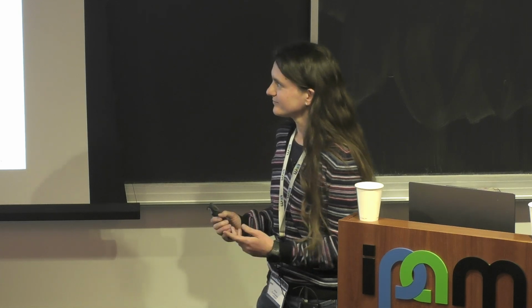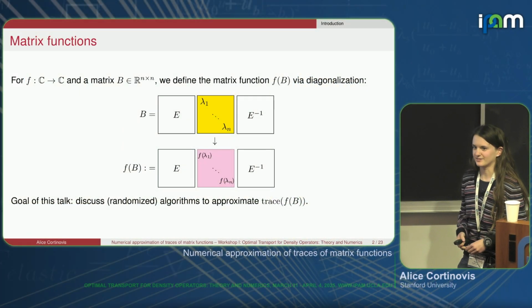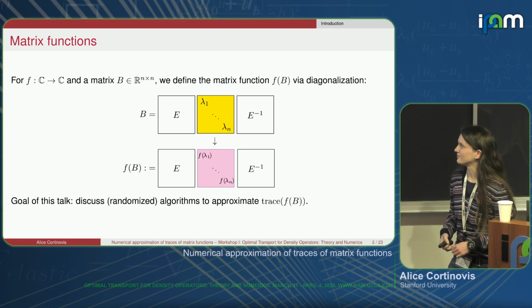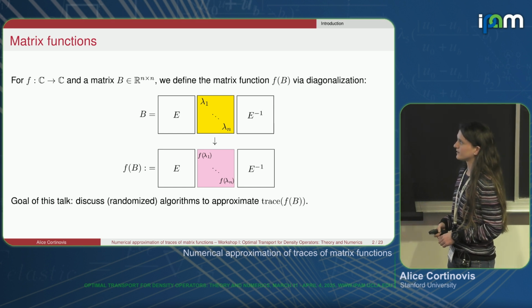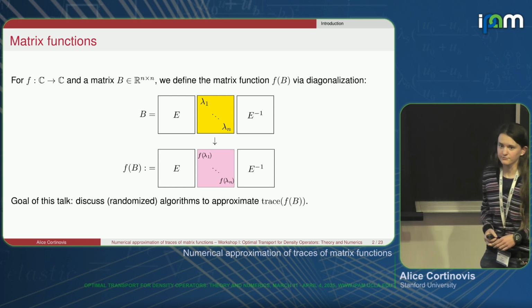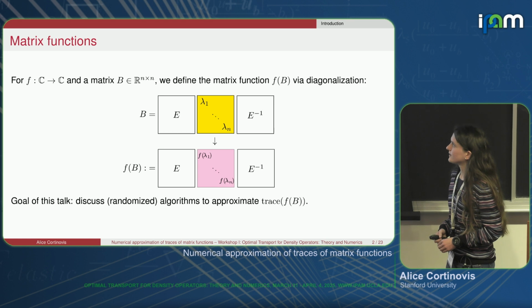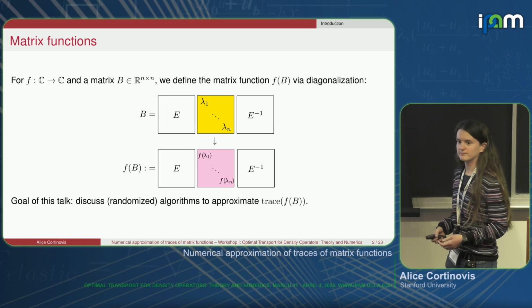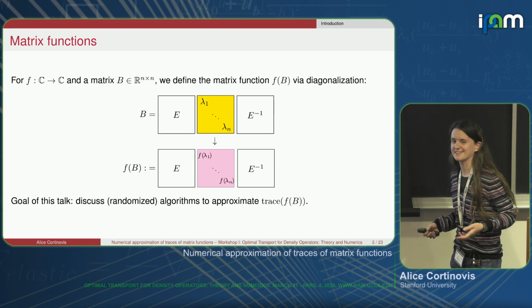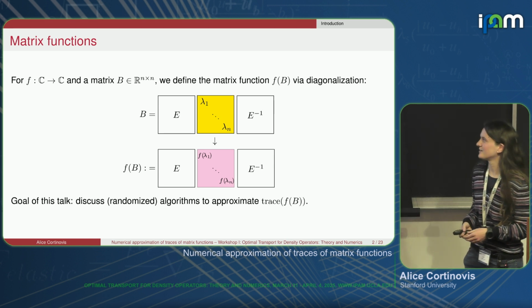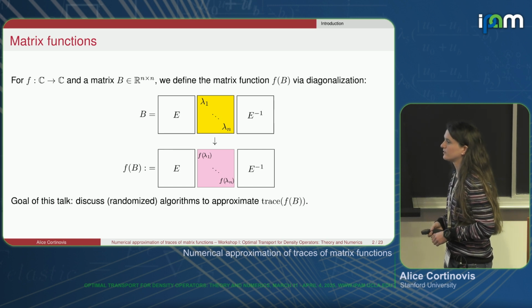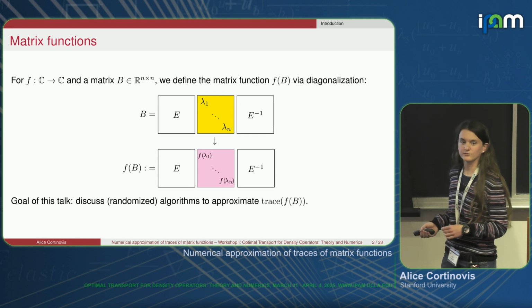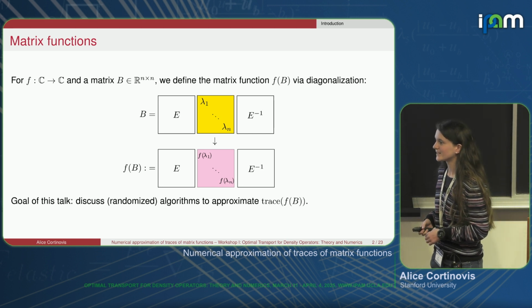So first of all, let me clearly define what the problem is, what we're trying to do, and to fix some notation. So what do I mean by a matrix function? Well, you can think about any scalar function f. And if you have a matrix B, let's say a real matrix, doesn't really matter that it's real, I just want it to be square, size n by n, we can define the matrix function, which we denote with f of B, using a diagonalization of the matrix.